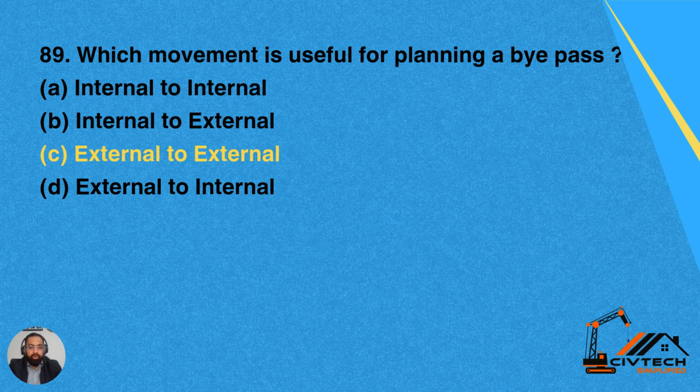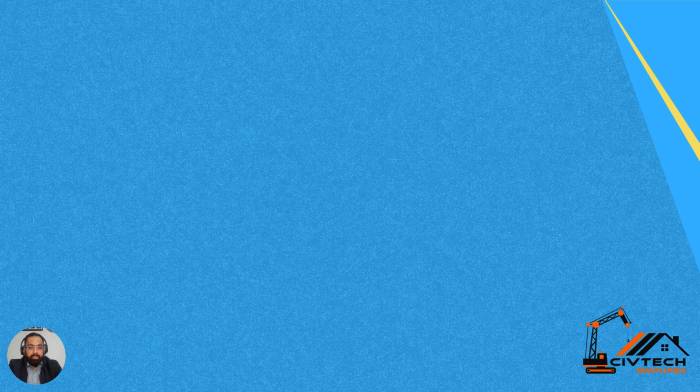89. Which movement is useful for planning a bypass? Option A internal to external, external to external, D external to internal. So normally while planning a bypass, we consider the external traffic and we wanted that traffic to be moved externally from a city. Therefore, external to external is the correct movement order for a bypass.